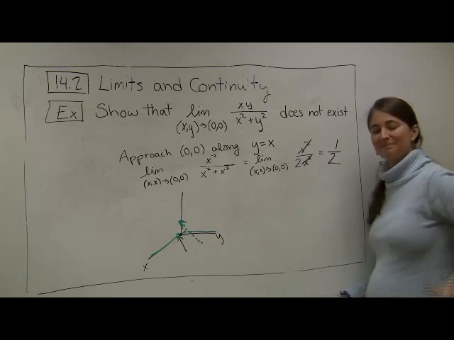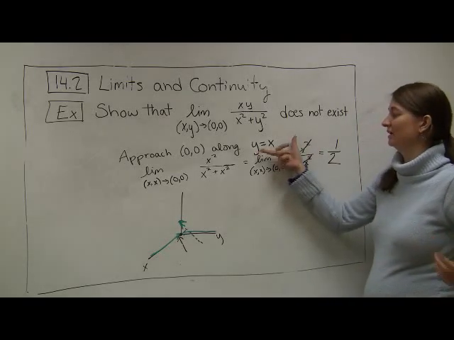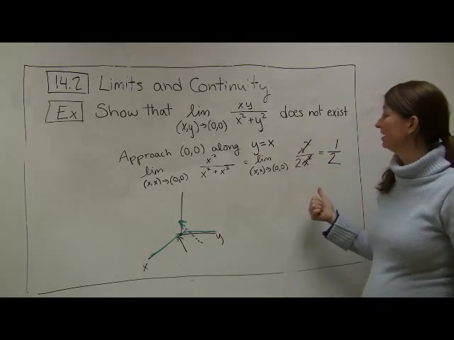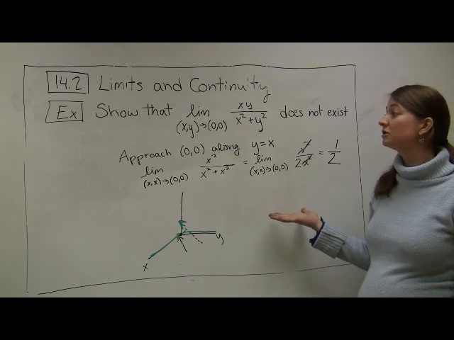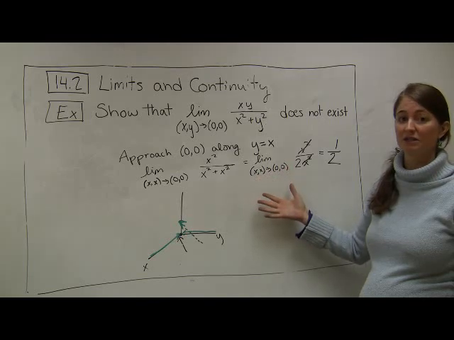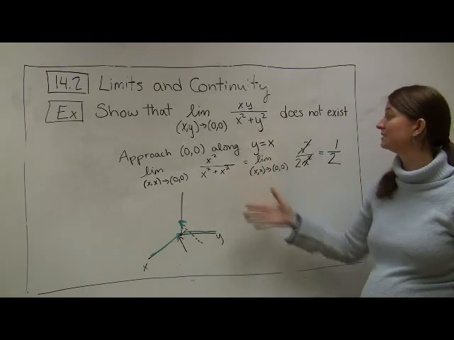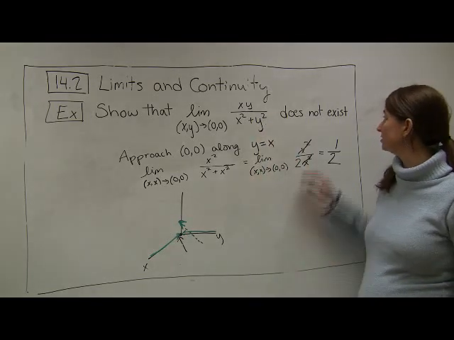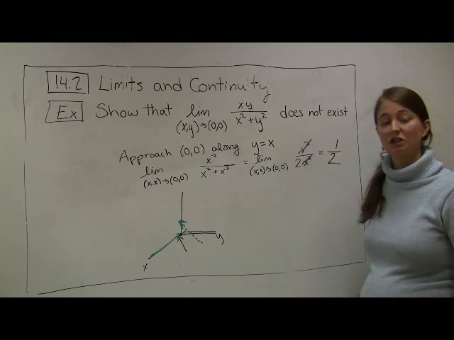You might be asking me, well, how did I know to try this? How did I know that this was going to work? 1, practice. 2, we can use computers to be able to look at graphs of these functions, and that will give us a lot of insight into the types of paths that would be useful to evaluate to show that the limit doesn't actually exist.